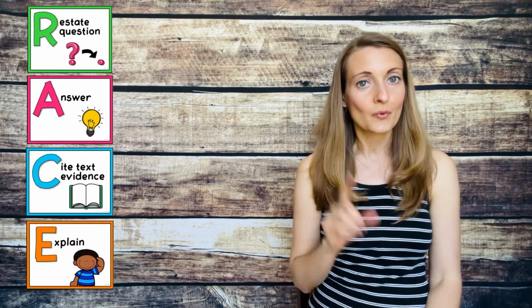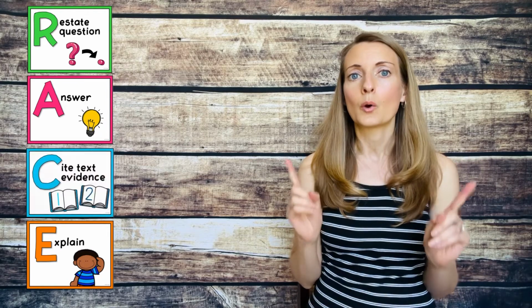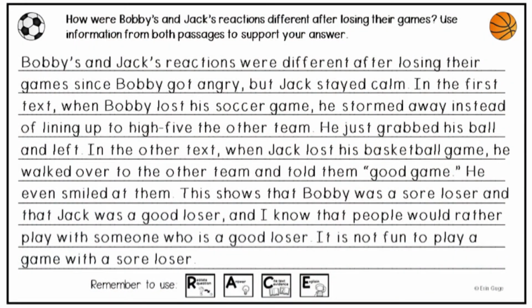Phew, okay, we reviewed how to use the race writing strategy for one text. And remember, it will mostly be the same when we have 2 texts, except we will have ideas from both texts when we cite text evidence. Let's take a look at an example of a written answer using our 2 stories about Bobby and Jack playing sports. The question says, how were Bobby's and Jack's reactions different after losing their games? Use information from both passages to support your answer. And follow along as I read this answer.